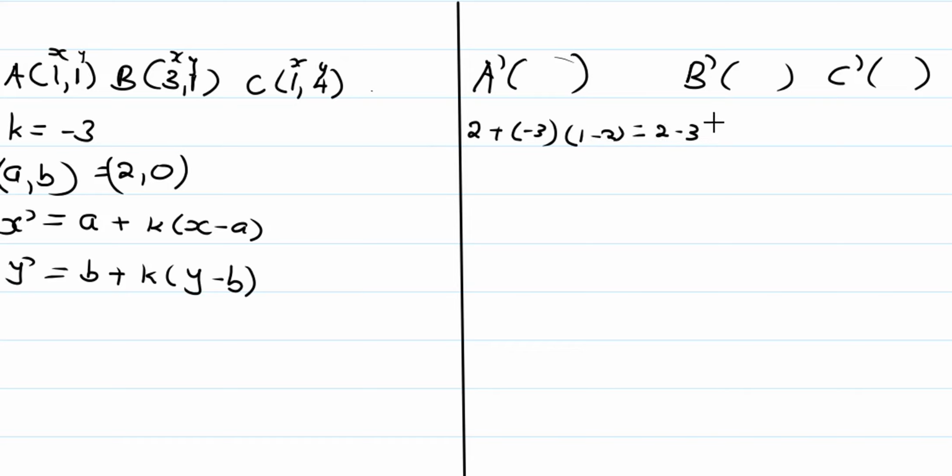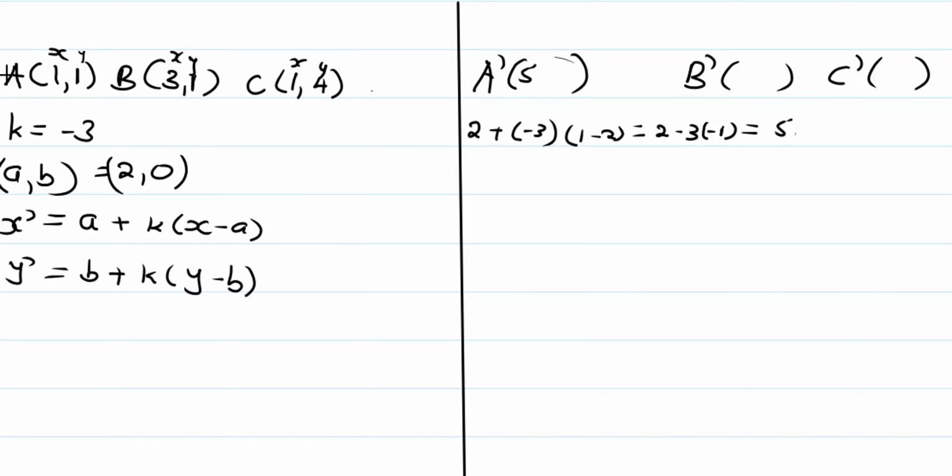Then 1 minus 2 is -1. So again, multiplied by -1, negative multiplied by this negative will be positive. So it will be 2 plus 3, which is 5. So that becomes the first x coordinate.